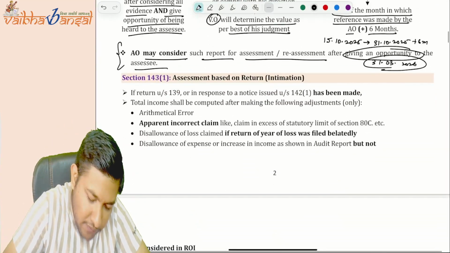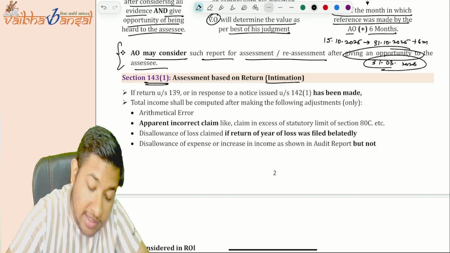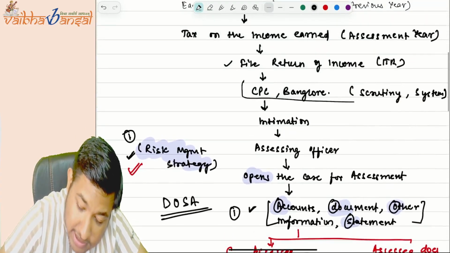Now coming to section 143(1), that is an intimation. That is this part.